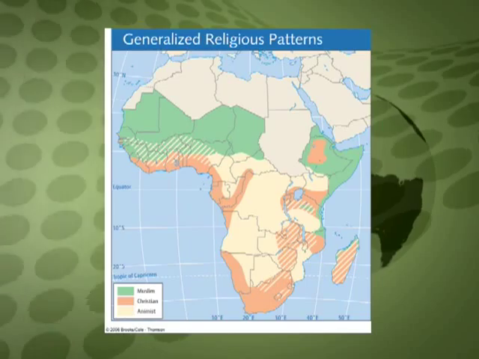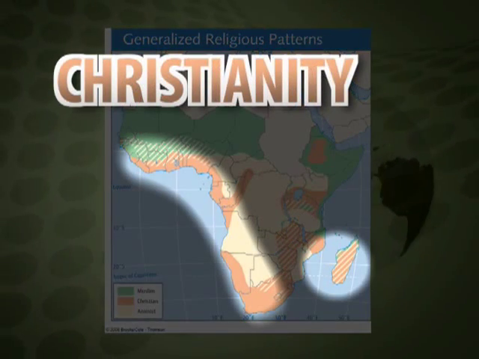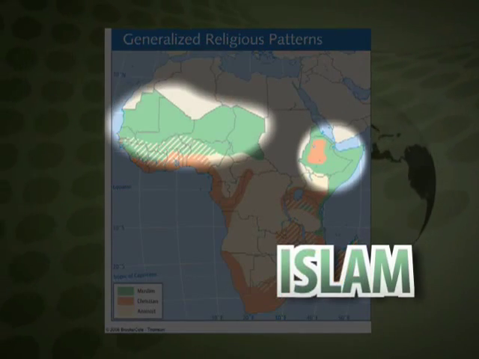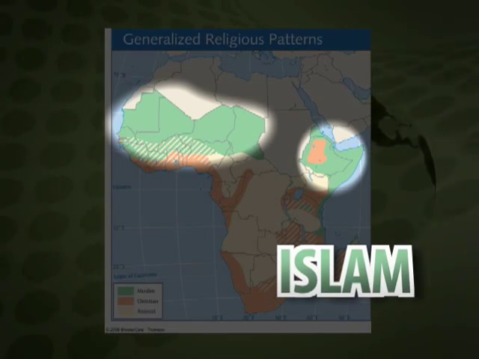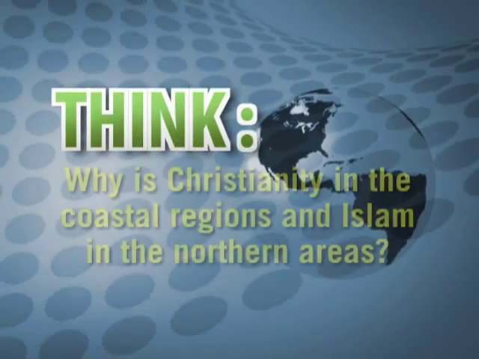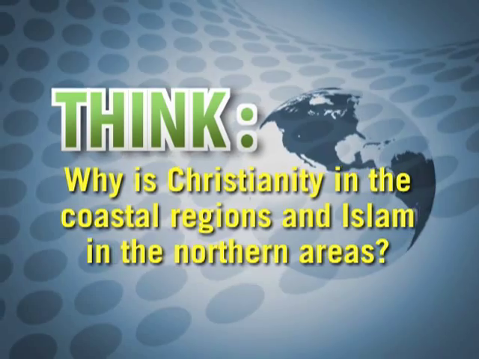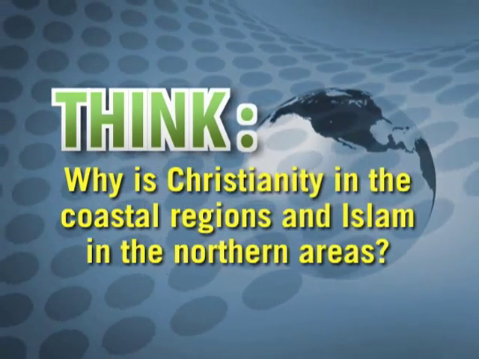It is important to note the distribution of faiths in Africa. Christianity is found along the coastal regions, and Islam is primarily found in the northern areas. Now let's think, why might that be the case? Could it have something to do with colonialism?